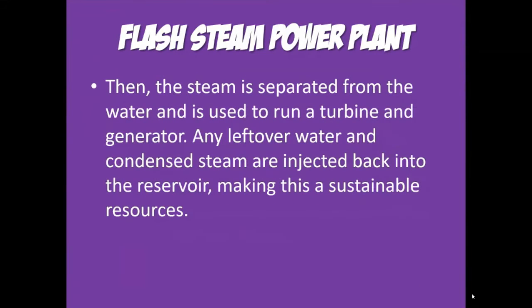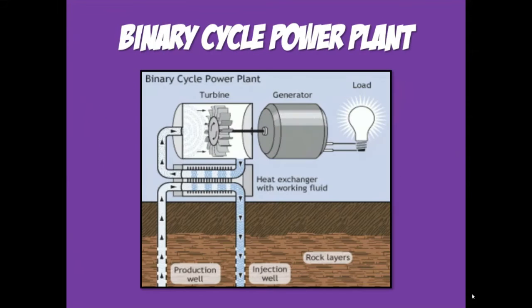So, then steam is separated from the water and is used to run a turbine and generator. Any leftover water and condensed steam are injected back into the reservoirs, making this a sustainable resource. So ayun yung next naman po yung binary cycle power plant. So ito po siya, no?